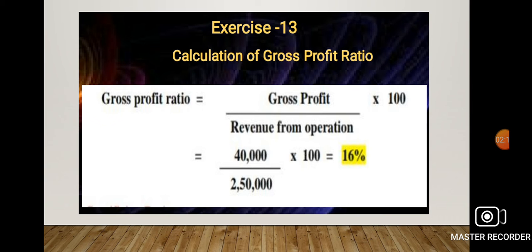Therefore, what is the formula of gross profit ratio? Gross profit divided by revenue from operations multiplied by 100. Gross profit 40,000 divided by revenue from operations 2,50,000 into 100. We get 16. So, if any number has to be multiplied by 100, what did we mention? What does the concept say? Generally, this ratio is expressed as a percentage. So, 16%.